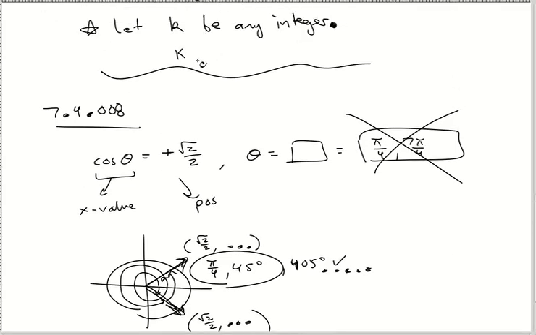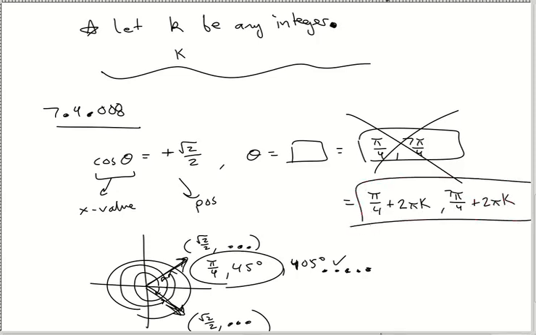I'm going to give you the short answer. It's very easy. I'm going to take my answers that I found and say plus 2 pi k. Again, comma separated still, plus 2 pi k. Again, lowercase k, not capitals. And that's it. That's how you do it.